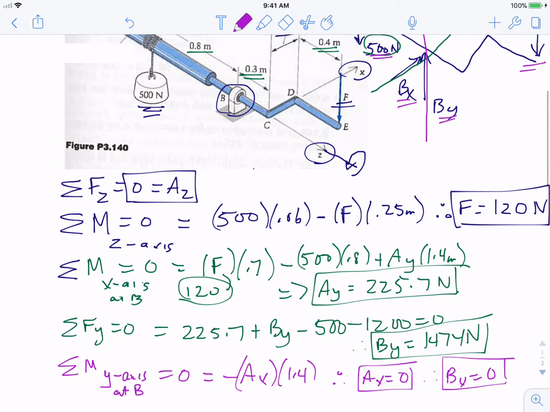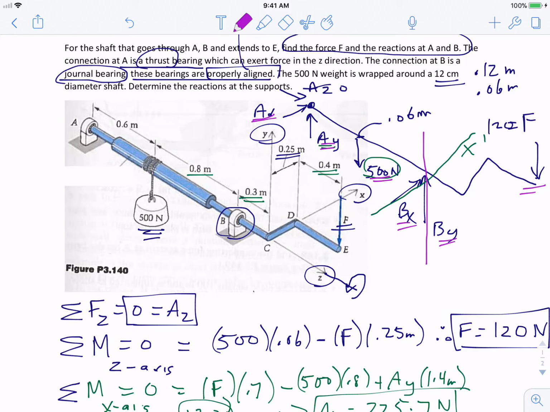So in summary, in looking back, when you see problems where there's rotation of an object around a shaft and there's a force and a load, I would suggest you begin by summing the moments about that axis, because that is a quick way to get to that first unknown, which sort of unlocks the rest of the problem. All right, that's it.